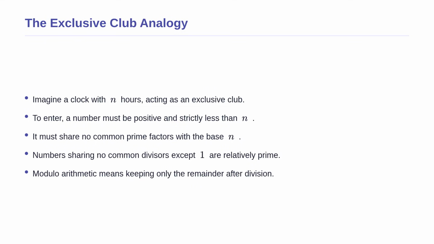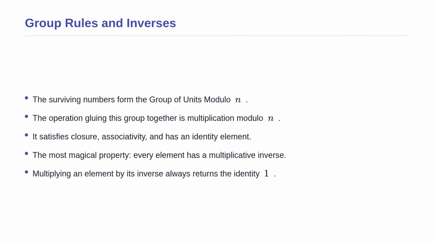Inside this club, the only activity allowed is multiplication. But because it is a clock, whenever a multiplication result exceeds n, we wrap around by dividing by n and keeping only the remainder. This is what we mean by modulo arithmetic. Building on our club analogy, the numbers that survive this strict filtering process form a special mathematical family called the group of units modulo n. The mathematical operation that glues this group together is multiplication modulo n.